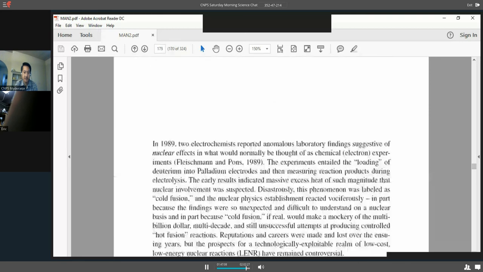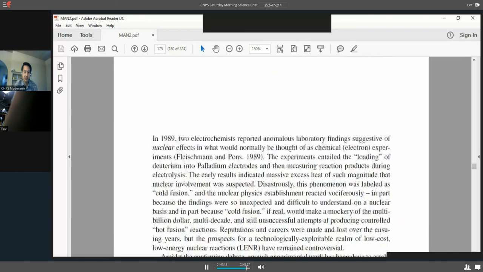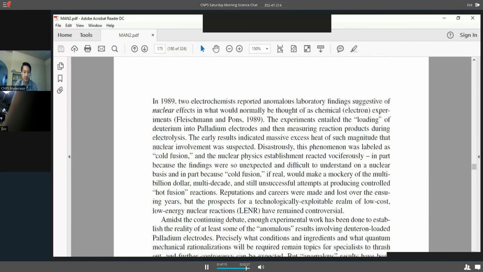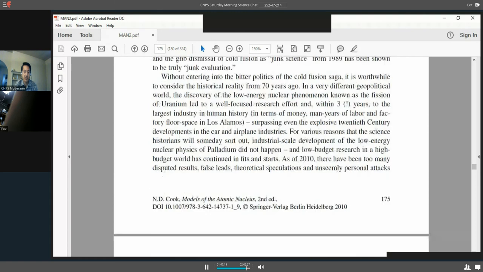So that is asymmetrical fission, which is interesting. So now there's a section here on low energy nuclear reactions. I think this may be new here, mentioning Fleischmann and Pons.